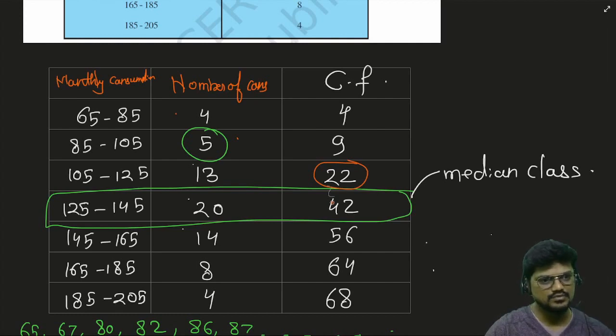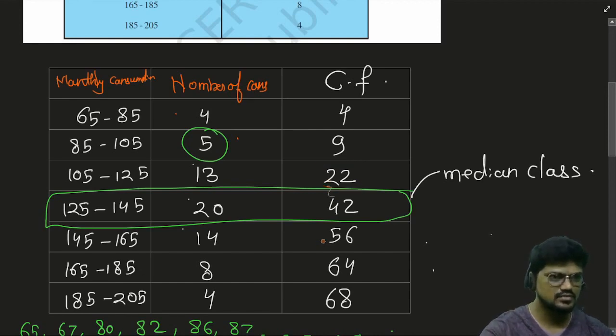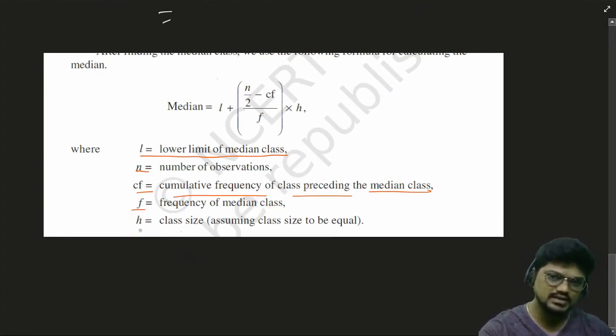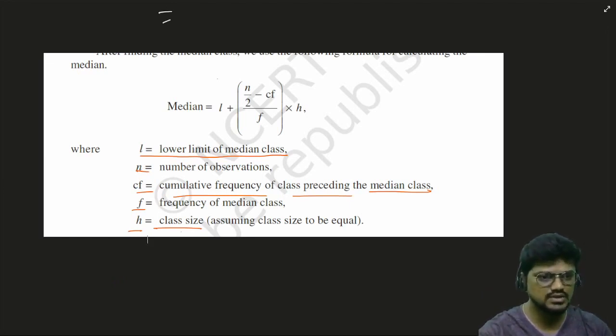Yes or no? Cumulative frequency of the class just preceding. Preceding means before it. Got it? Just preceding the median class. F is the frequency of the median class, and H is the class size, that is from 20 to 40, 40 to 80, like that, whatever the class width is. Okay. So now we'll be using this formula to find the median.